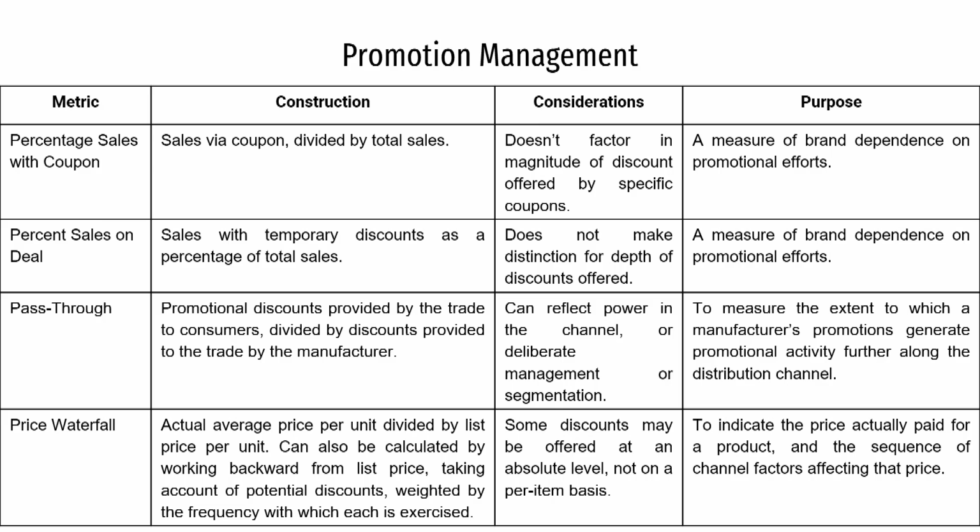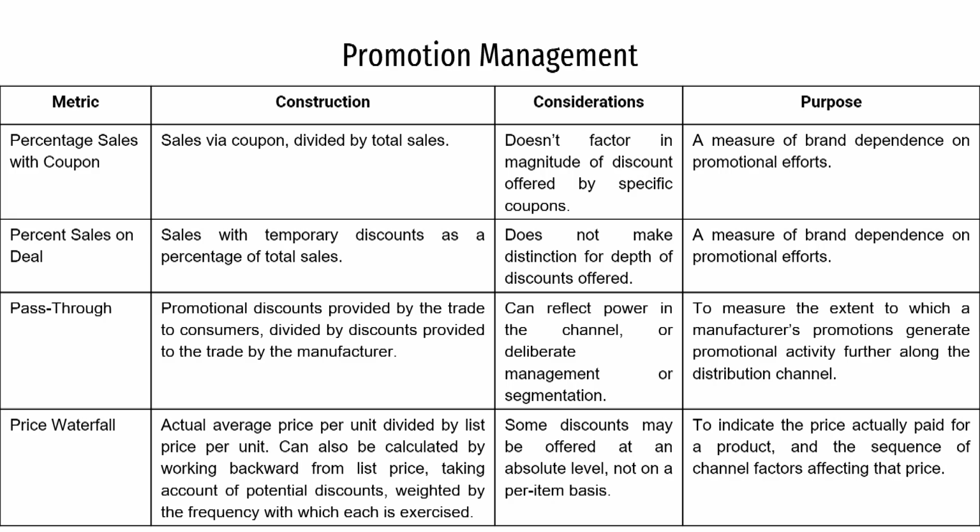It can reflect power in the channel or deliberate management or segmentation. Let us say if the distributor is more powerful, then probably the distributor will keep more of the discount extended and pass a lower part of it to the end consumers. The purpose of this metric is to measure the extent to which a manufacturer's promotions generate promotional activity further along the distribution channel. And the last metric is the price waterfall.